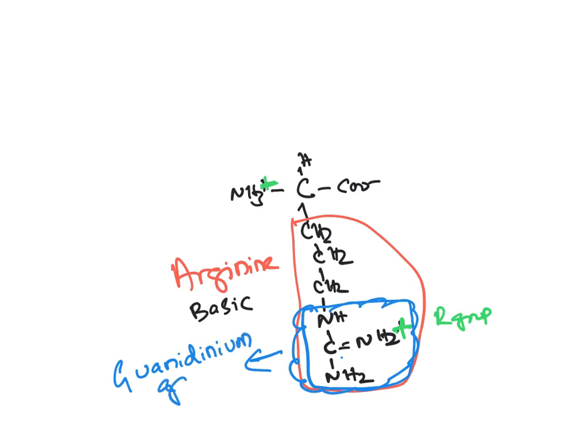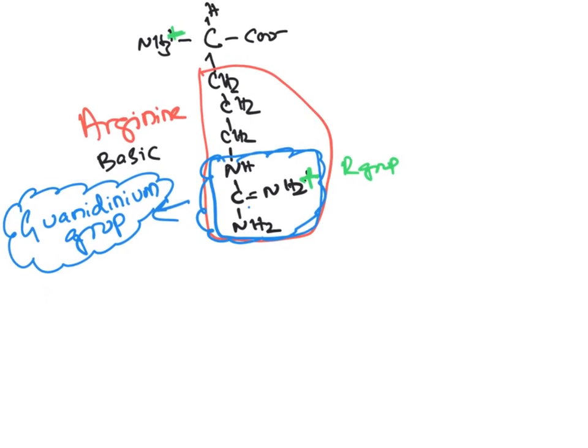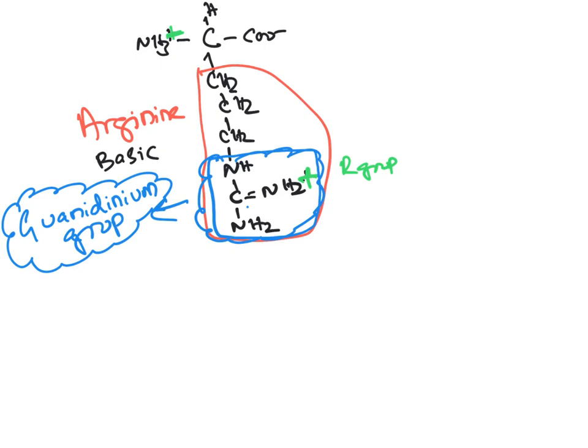Arginine has a guanidinium group. The guanidinium group is the one that will provide a positive charge to an arginine amino acid. That's about arginine. Now let's move on to see our next basic amino acid, which is lysine.